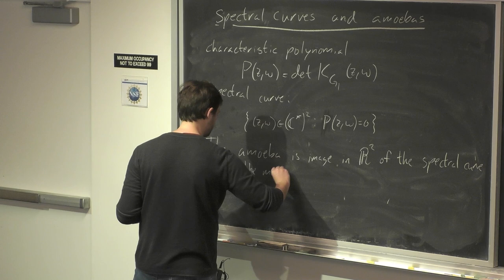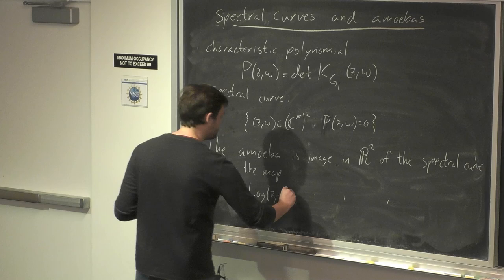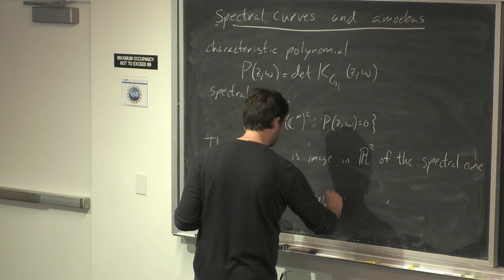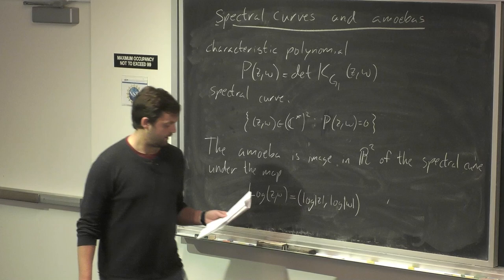which takes points z comma w in the spectral curve to the logarithm of the absolute value of z comma the logarithm of the absolute value of w. So that's the amoeba.